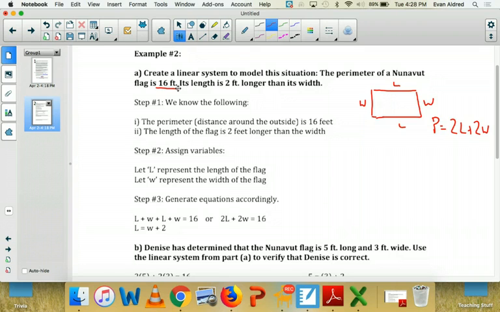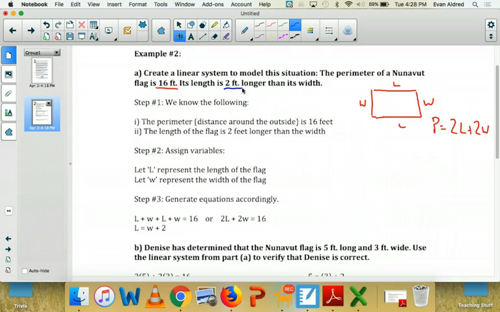So the first equation that we're going to deal with talks about perimeter. So we know that 2L plus 2W will give us our perimeter, and our perimeter is 16. So therefore, 2L plus 2W must equal 16. And if you look a little bit down to step 3, so I got a little ahead of myself with that, but you can see that equation is there. The other equation still deals with the flag, but now we're talking about its dimensions. We're not talking about its perimeter, we're talking about its dimensions.